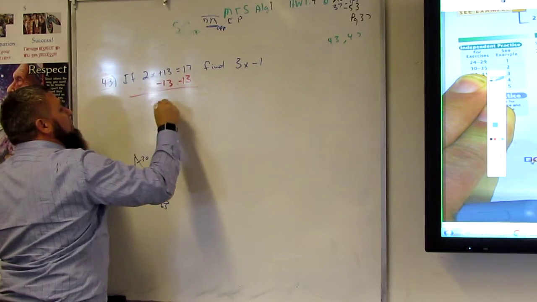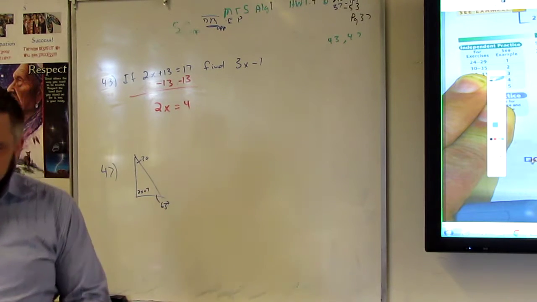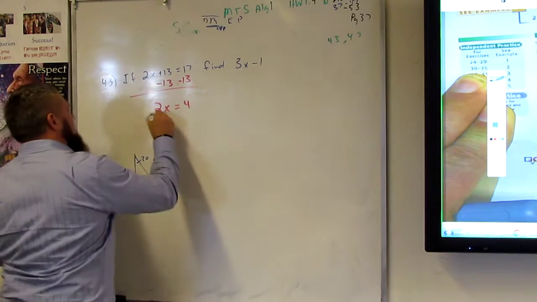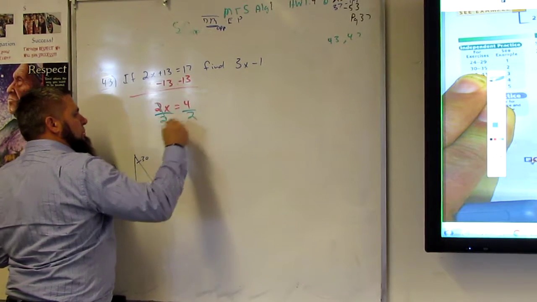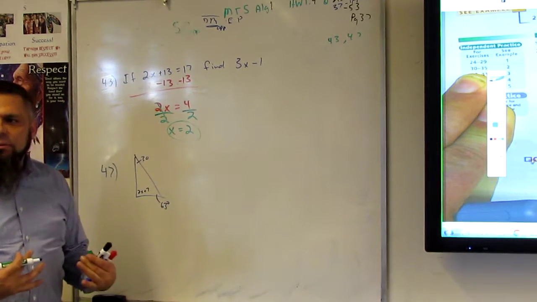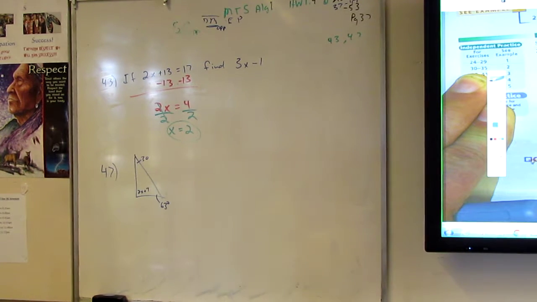Now, I get 2x is equal to 4. What's the opposite of multiplying by 2? Dividing by 2. Okay? So x is equal to 2. What do I do now? How do I figure out this one? How do I find 3x minus 1?